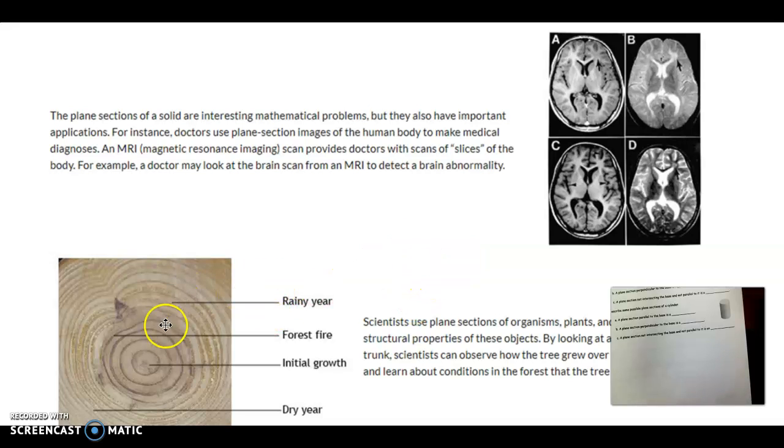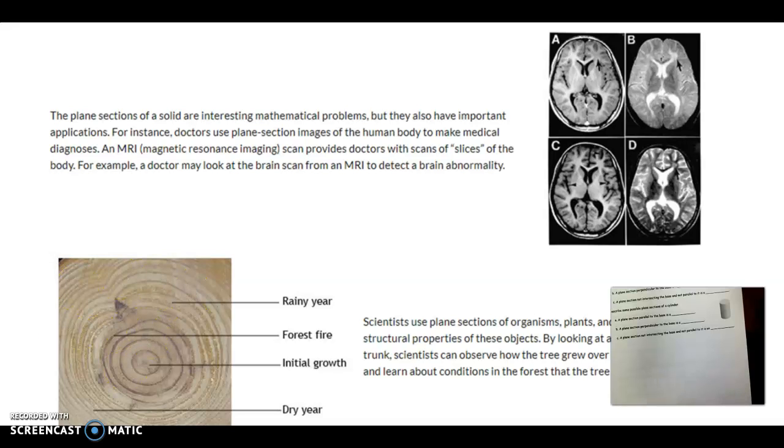Here's a cross-section of a tree, and we know that scientists can observe a slice of a tree and see lots of information about the past. They can tell how old the tree is. It can tell weather patterns that have occurred during the life of that tree. So again, that is not something I'm an expert on, but that is really cool that they can use cross-sections to determine those things.